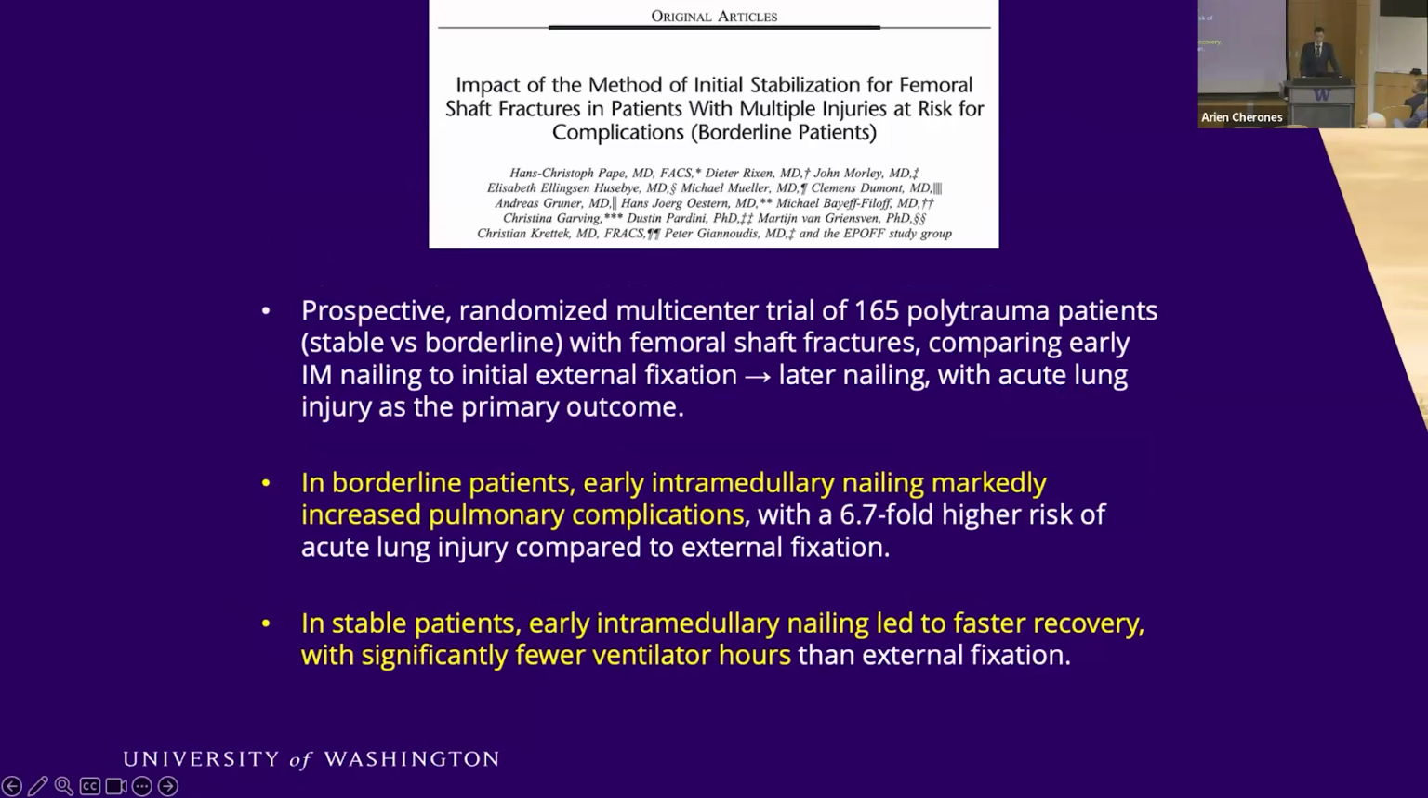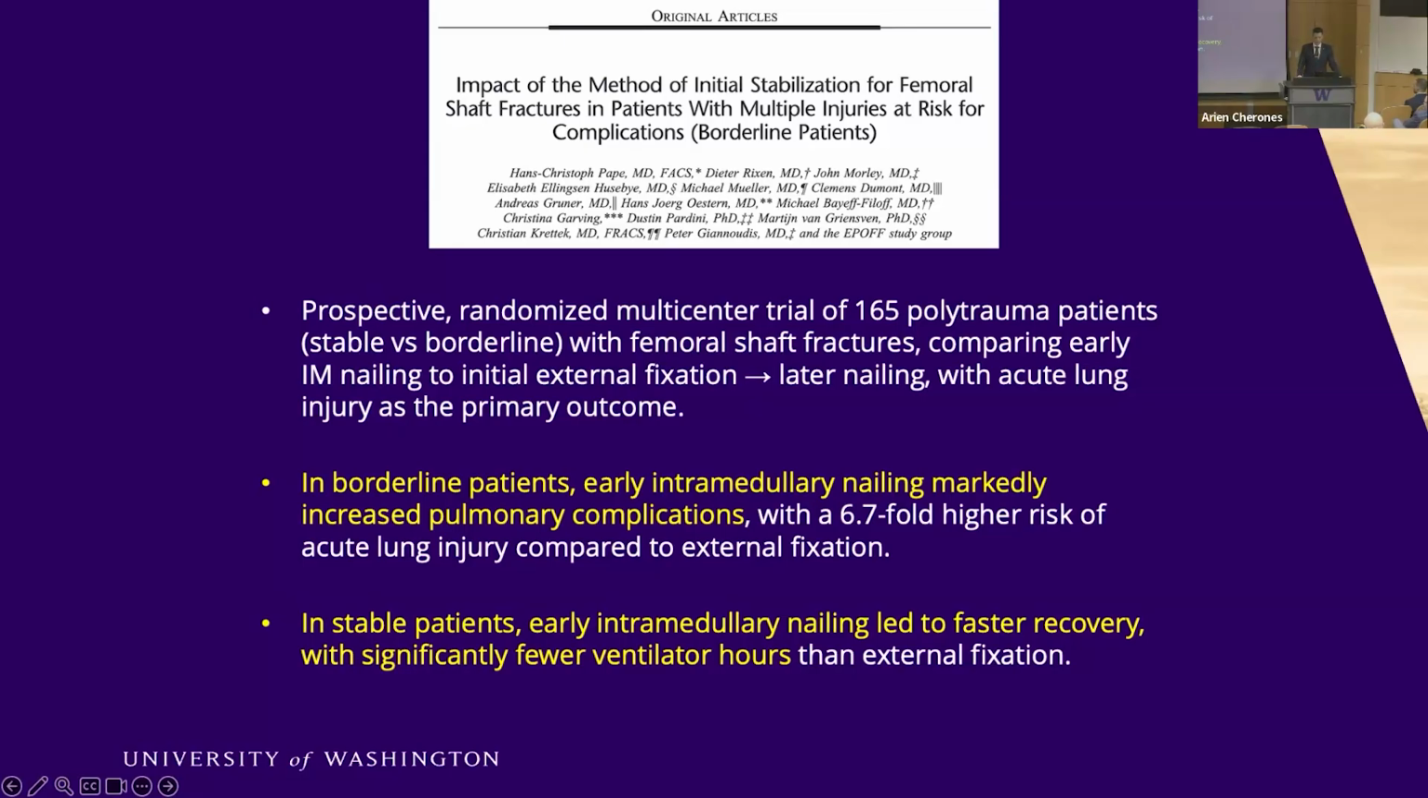And then in 2007, so 7 years after that study out of Shock, there was a study group in Europe with 10 European trauma centers, and they performed a prospective randomized multi-center trial of 165 polytrauma patients, and they were stable versus borderline. So again, this kind of early appropriate care, which hadn't been defined at this point, versus damage control orthopedics. They had femoral shaft fractures, and they compared early intramedullary nailing with an initial X-fix and then transition into a nail later when they were resuscitated. And they looked at acute lung injury as the primary outcome.